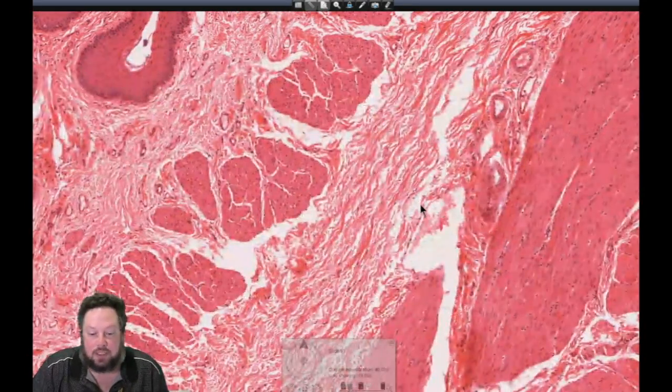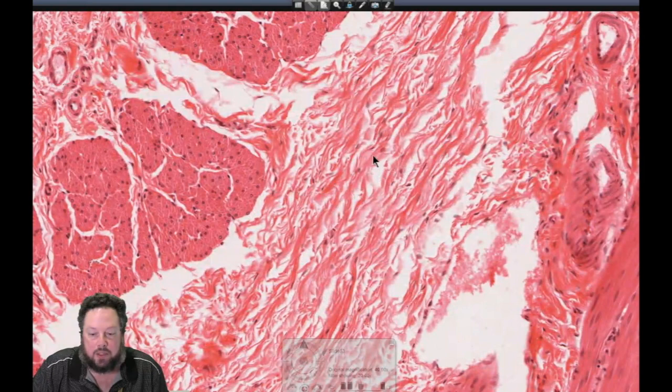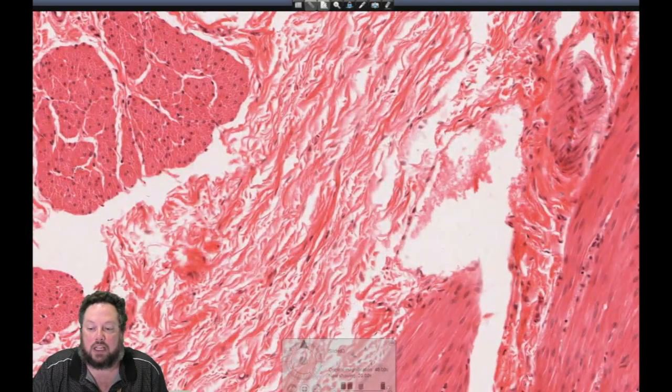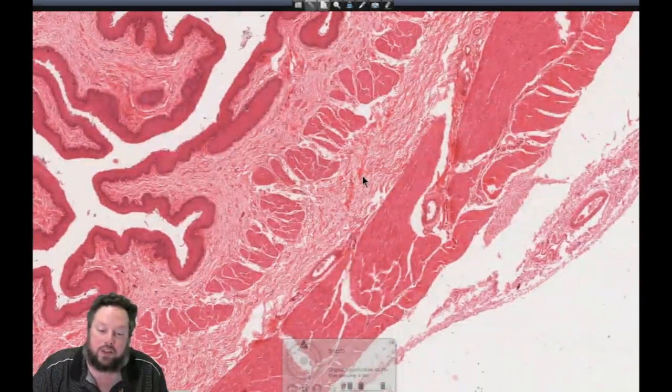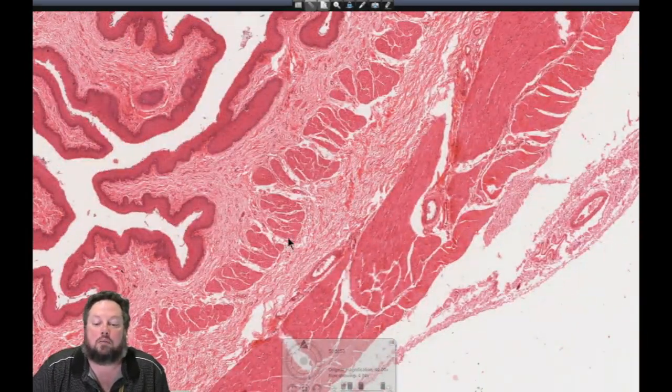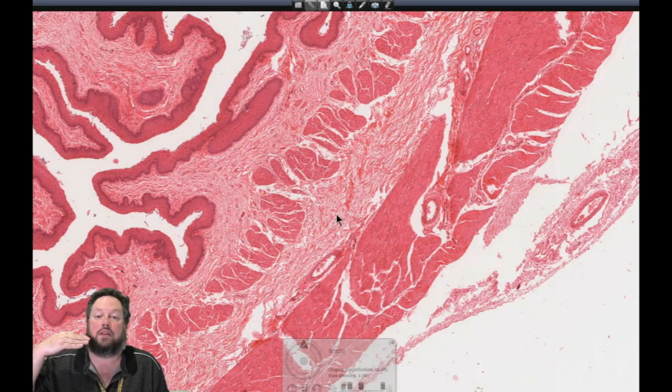Here's the submucosa. You can see big thick bundles of collagen indicating it's a dense irregular connective tissue. We can see larger blood vessels in this region. Now, depending on where this section was taken from, we may find mucus secreting glands or seromucous glands in the submucosa, but they tend to be more in the upper third of the esophagus and at the distal third where it joins onto the stomach.